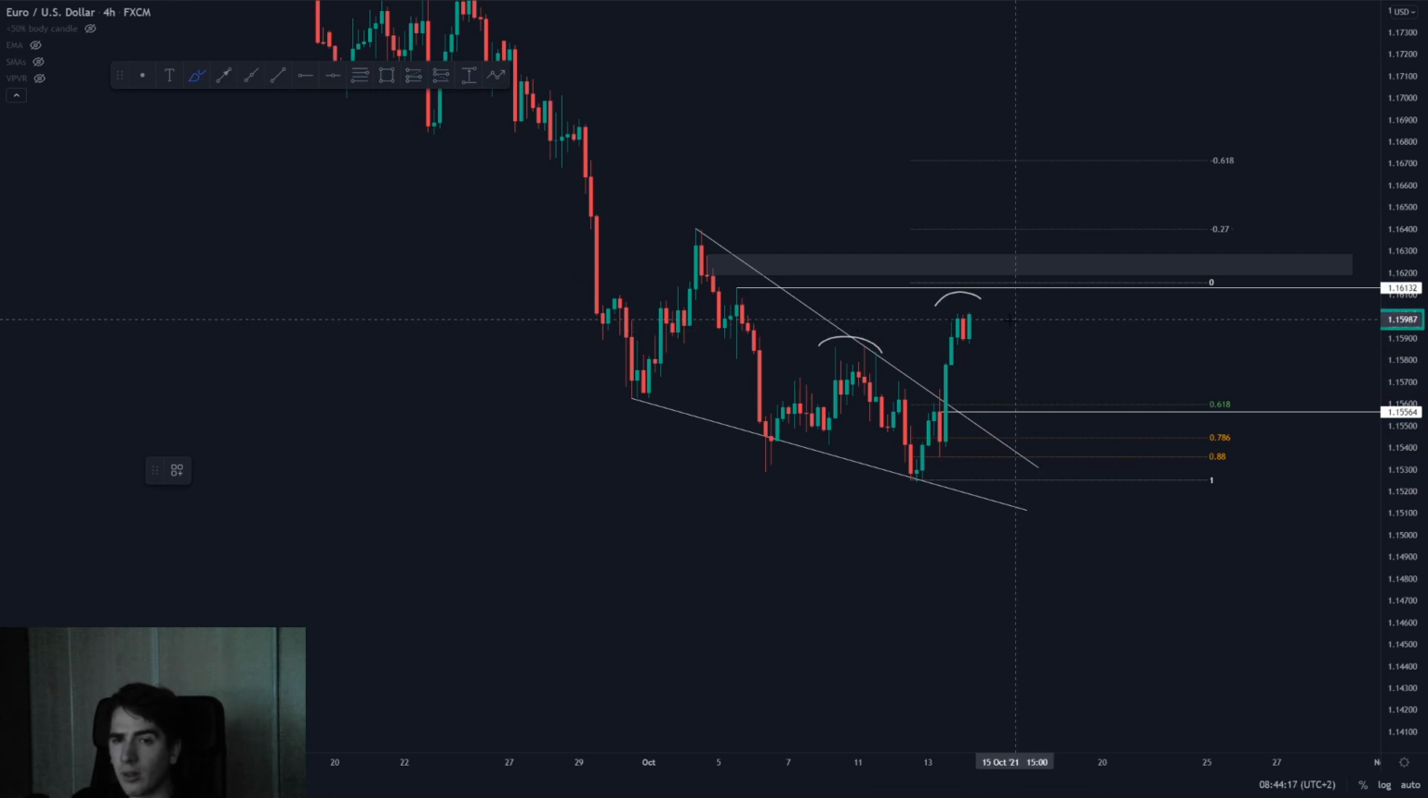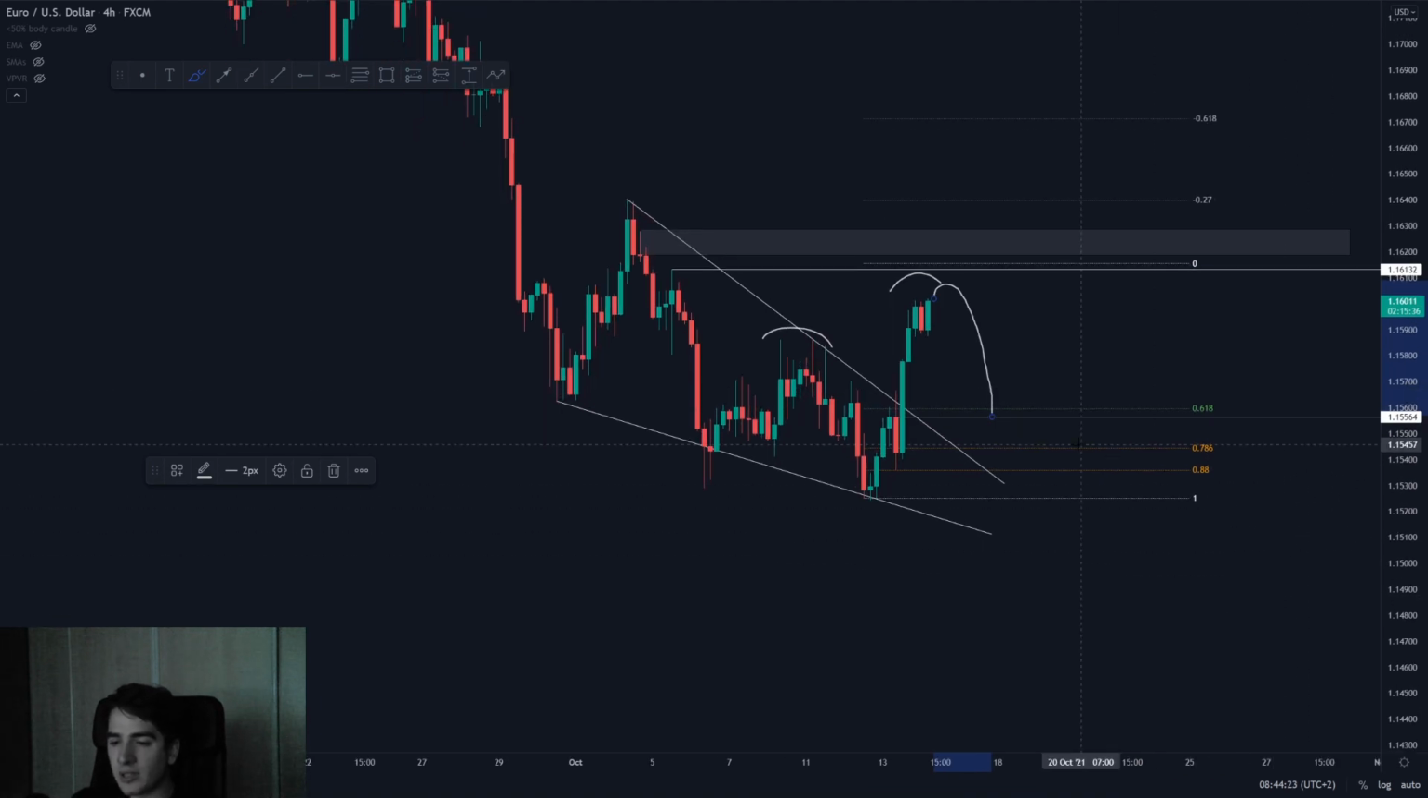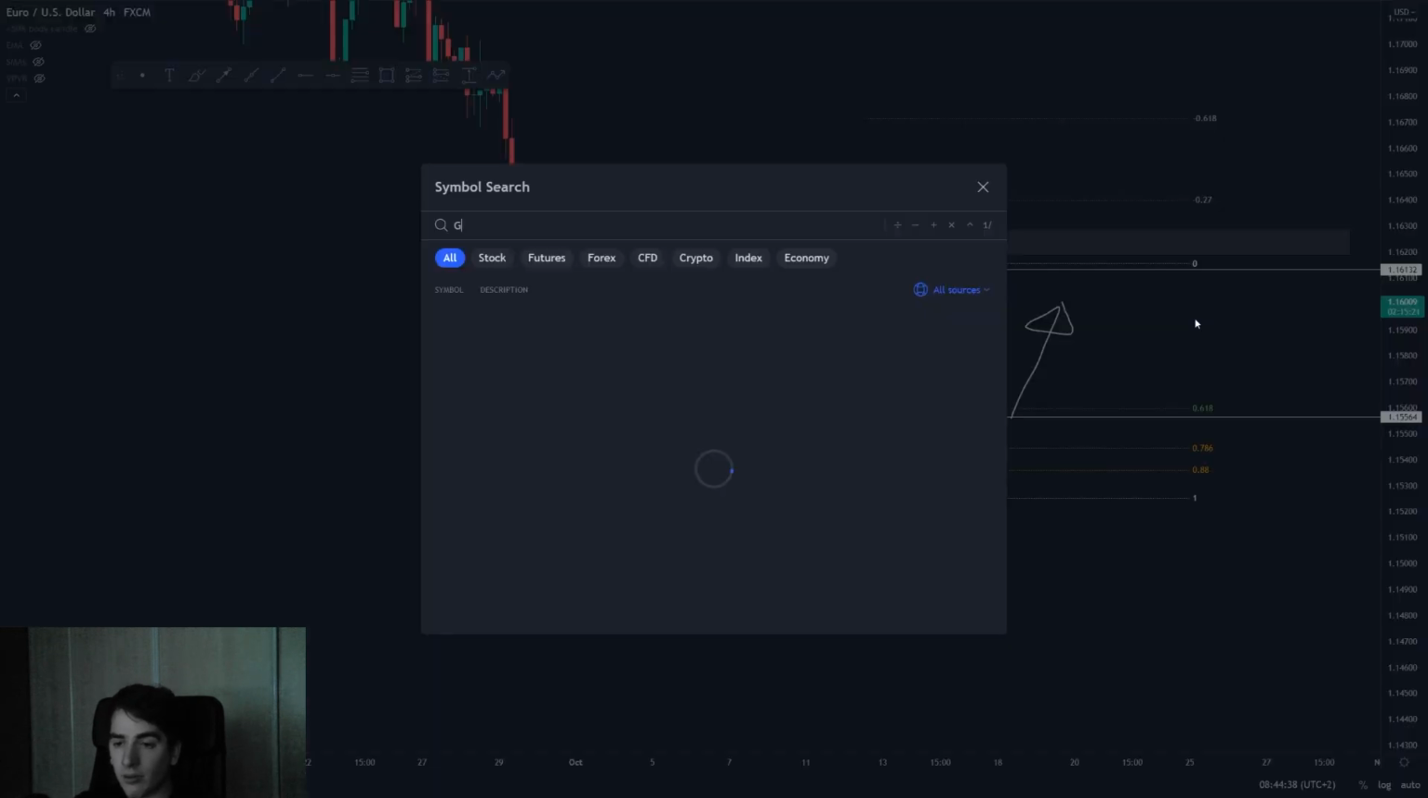So once we start moving back down, what I'm going to be waiting for is for 1.15564 to get hit before looking for any potential longs back up in towards the highs. So yeah, that is it. Then potentially some longs once again.